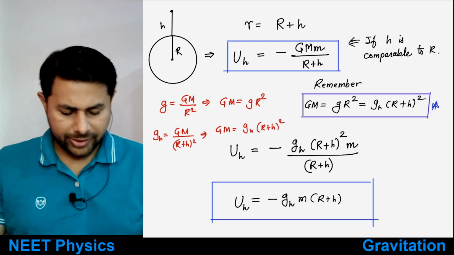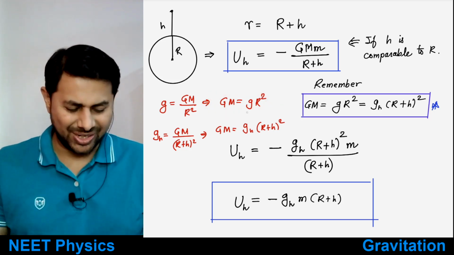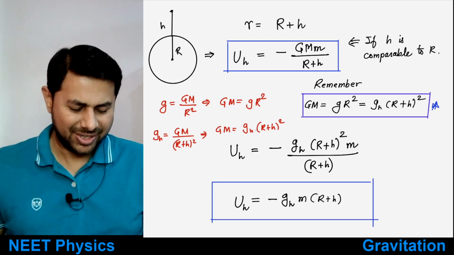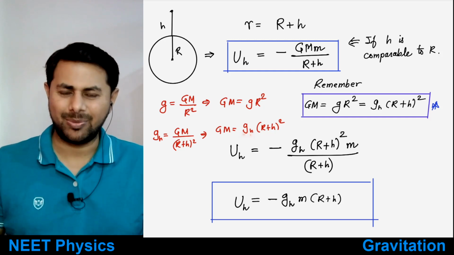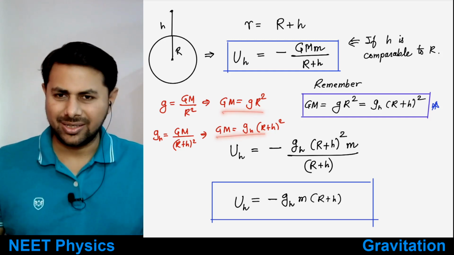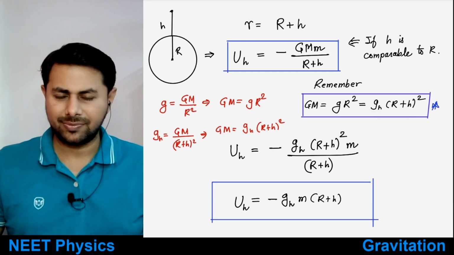So just remember, GM is equal to gR squared, small g into R squared, and it is also g at height h multiplied by R plus h squared. This is very handy. Remember this. Is this clear, everyone?